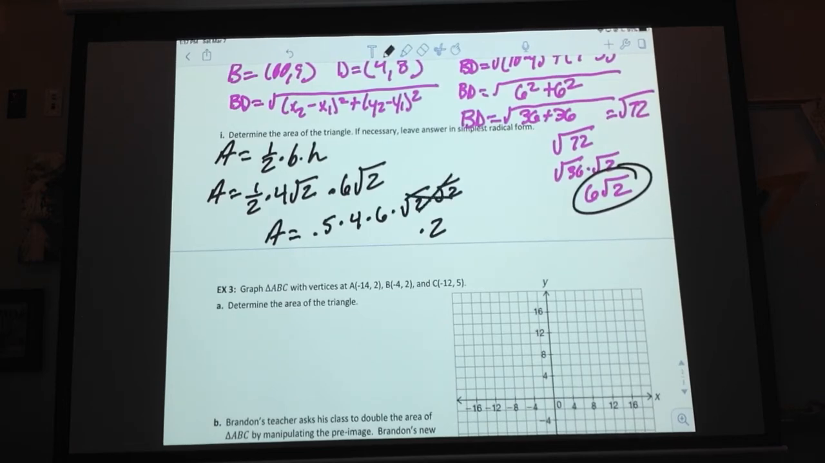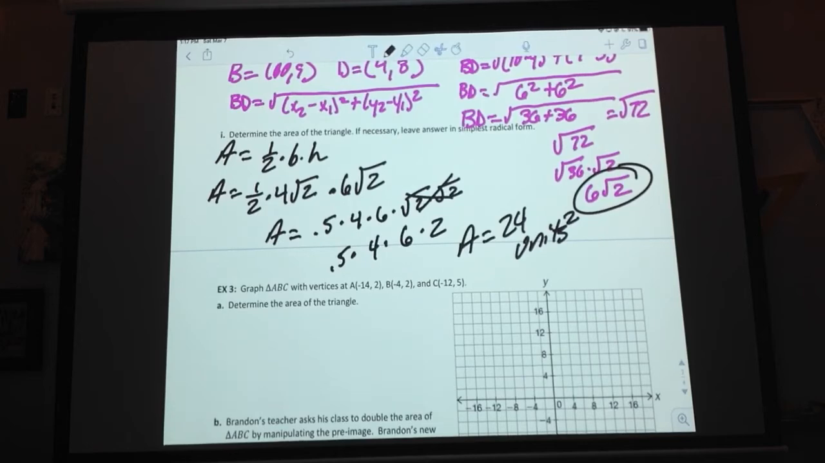So that's done. I'm at 2 times 6 times 4 times 0.5. Well, 4 times 6 is 24. Times 2 is 48. Times half is 24. So I know that my area is simply 24 units squared. Now, all that could have gone in the calculator. You would have gotten the same thing, because it comes out nice and clean.